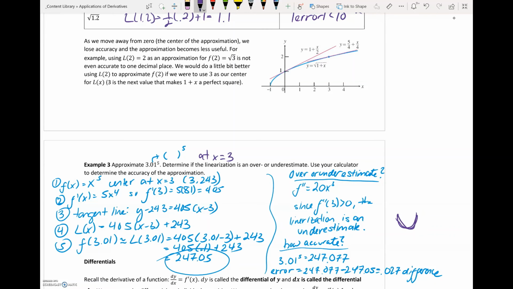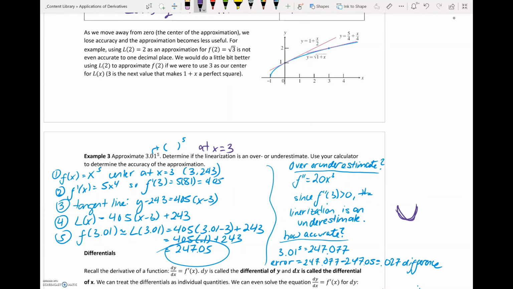Then you can create your tangent line, which is also your linear approximation equation. Then once you have that, we can finally approximate that 3.01 to the power of 5. Now your x value in this case, because our function is x to the power of 5, you're going to have to plug in 3.01 into your linear approximation equation. Then once you do that and follow through with all of the algebra, you should get 247.05 as your approximation for 3.01 to the power of 5.